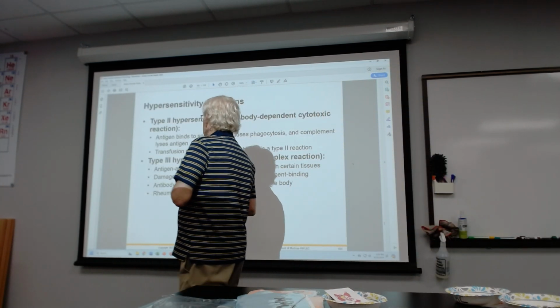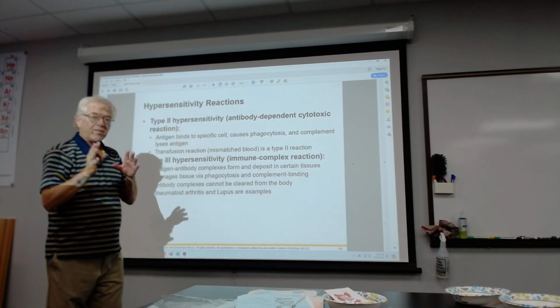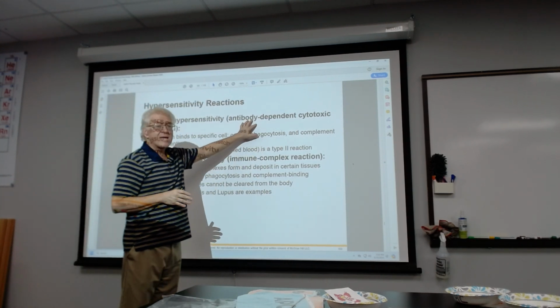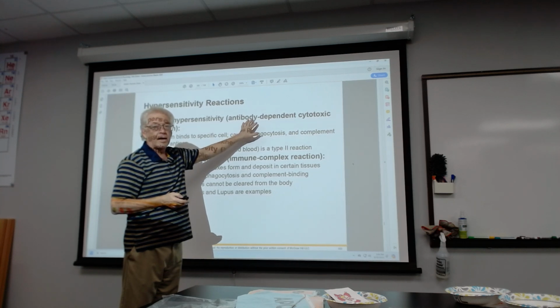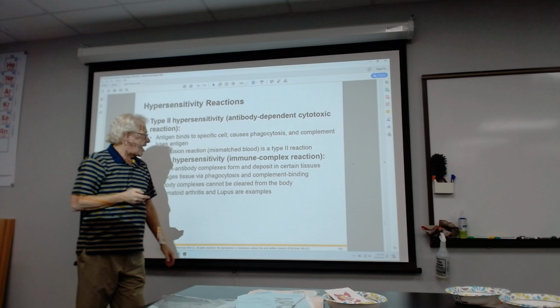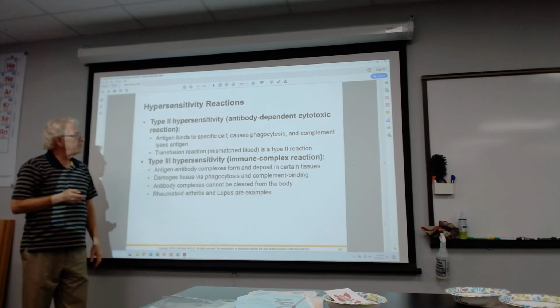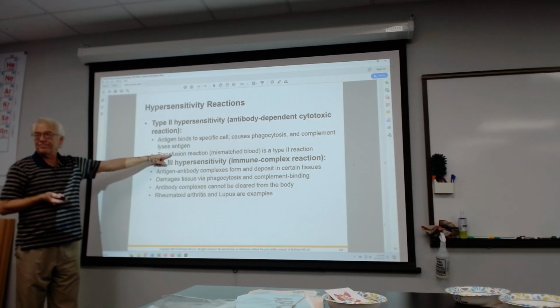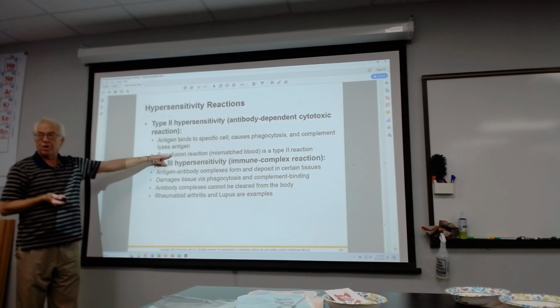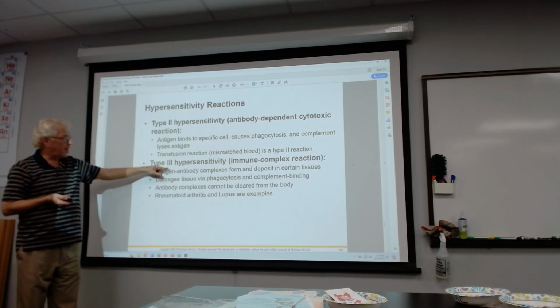All right, type 2. Type 2 doesn't have anything to do with histamines. It's all about making antibodies against the bad guy. Okay? Making antibodies. And of course, some of the worst ones, is a blood transfusion mismatch. Your IgMs are going to glue up a whole bunch of red blood cells, and that's going to be a lot of clotting. Okay? All right.